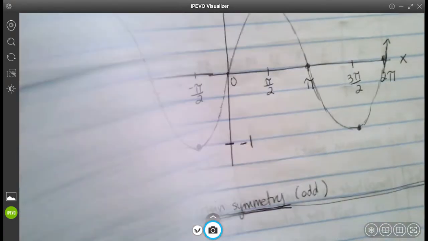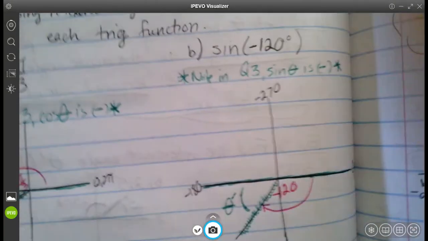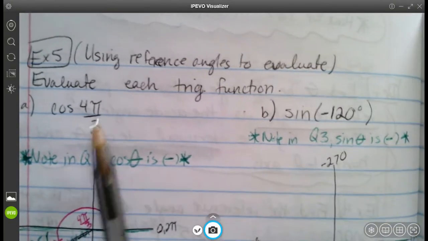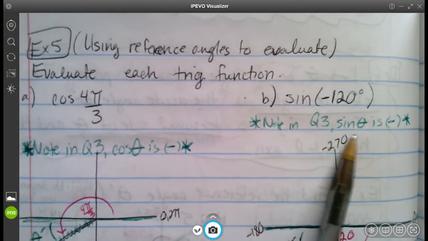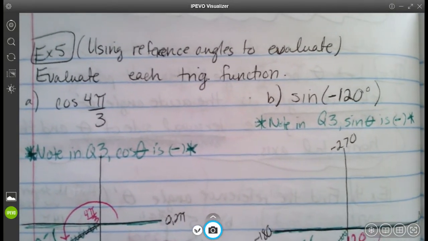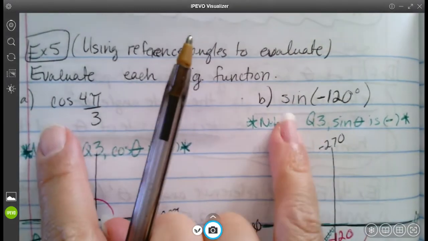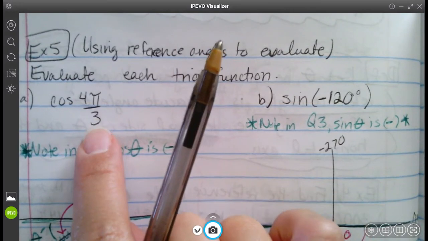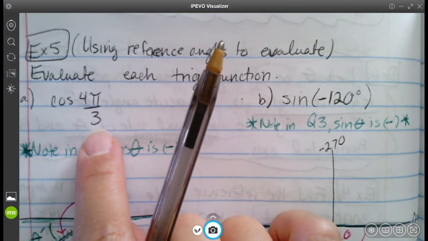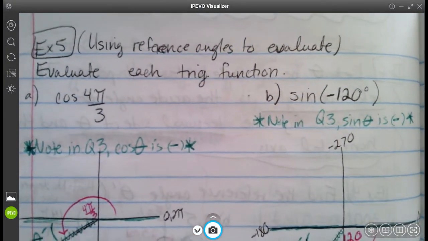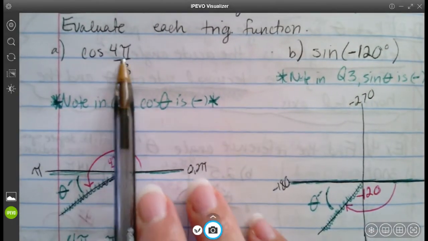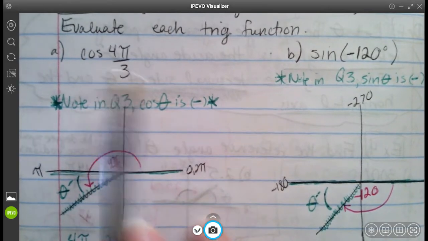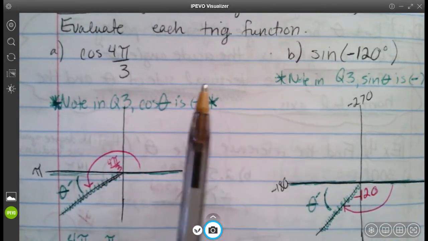Let's go ahead and do the last example. We have example 5, evaluate each trig function. So cosine of 4 pi thirds, sine of negative 120. So this is what I was talking about, is sometimes when we're looking for cosine or sine or whatever of those angles, it's easier to just use the reference angle, okay? So I did that here. We noted that this is going to land in quadrant 3, okay, where cosine is negative. And again, this is part of that tab 3 in your foldable.